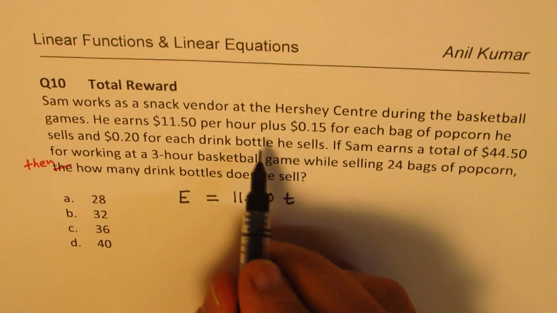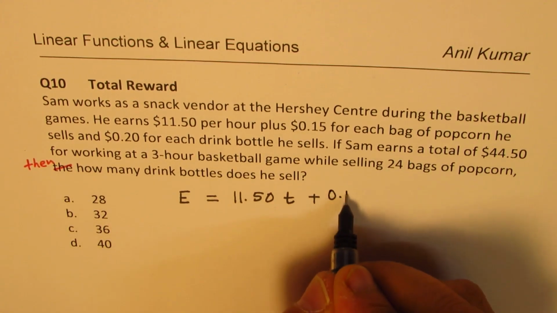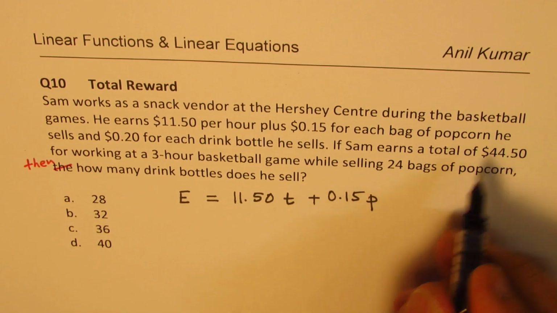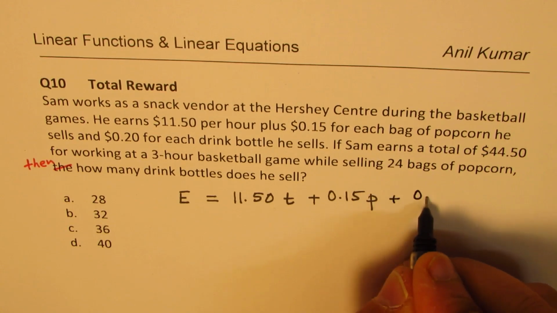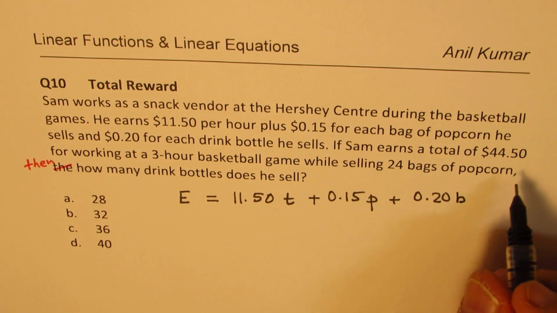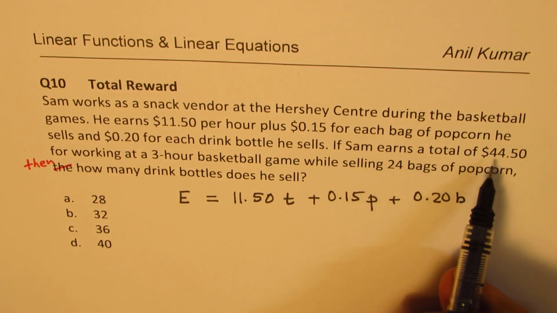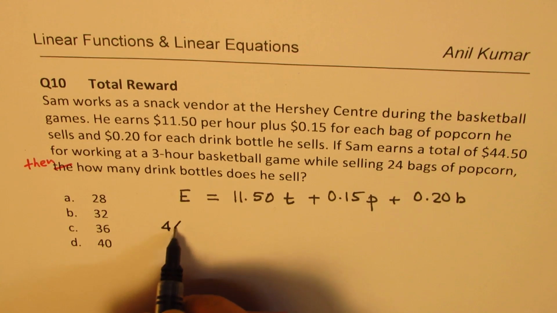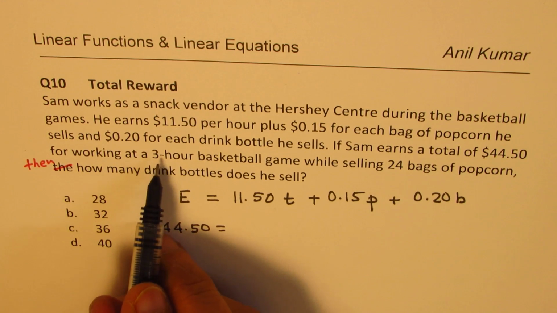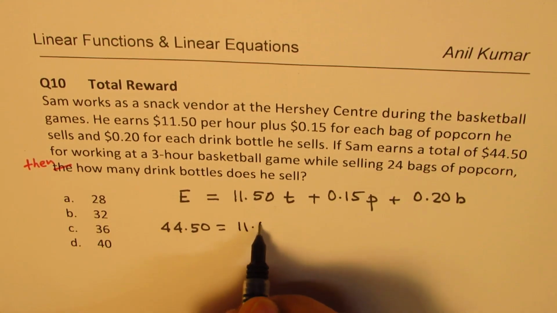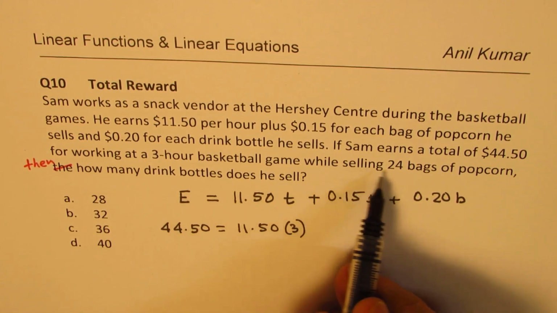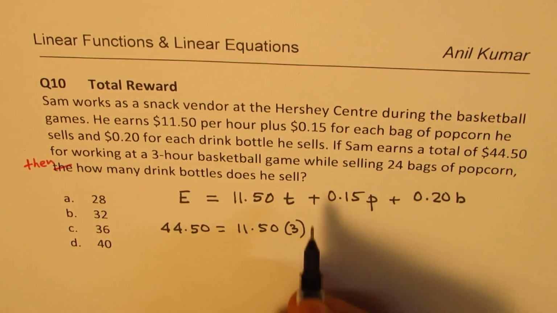So it is times T plus 0.15 for each bag of popcorn. Let's write P for popcorn, okay? He sells and 20 cents for each bottle he sells, right? B for bottle, right? If Sam earns total of $44.50, that means the earning is $44.50 for working at a 3-hour game. So T is 3. See how we read and fill in the values? While selling 24 bags of popcorn, P is 24.